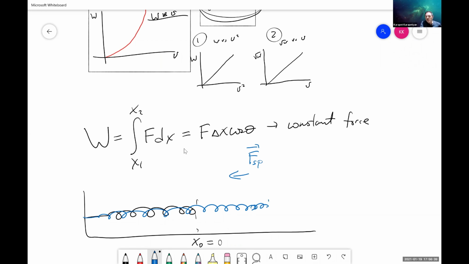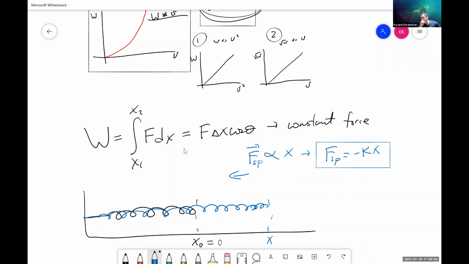So the more we stretch, the stronger the force. That means this spring force is not a constant force. It's proportional to the distance x from equilibrium that you stretch. And the equation for the spring force is F equals negative kx.